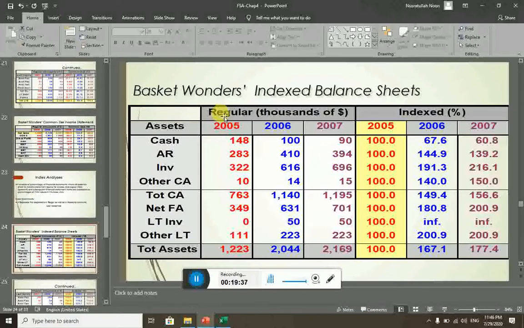Up there is a regular thousand numbers, thousands of dollars, right? For example, $148,000, $100,000, $9,000. It's the same example that we use for common size analysis. Now the same balance sheet is used to prepare an index balance sheet. You can see these are the numbers taken from the balance sheets of this company of 2015, 16 and 17, and they are put together in order to prepare an index balance sheet.